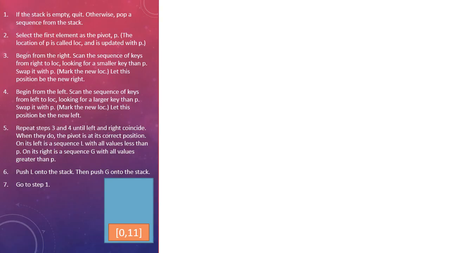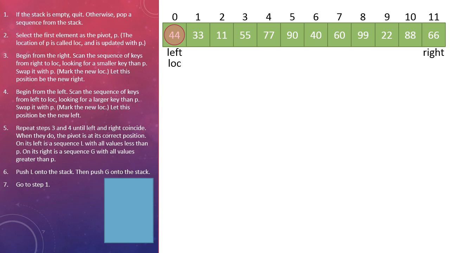The algorithm is in front of you on the left. There is a blue box at the bottom. This is my stack. It contains a sequence which starts from 0, ends at 11. So this means I have a sequence of 12 elements that I want to sort using the quicksort algorithm. The first thing I did was I popped the sequence from the stack, and this is the sequence unfolded in front of you.